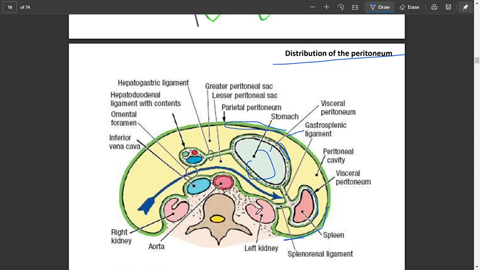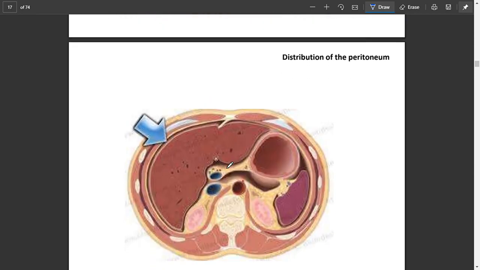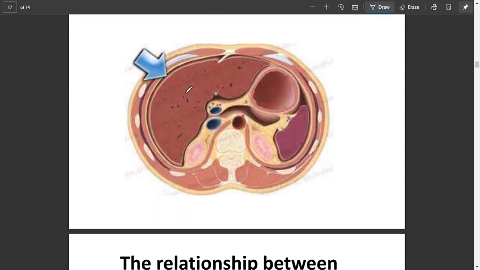Kidney is outside the peritoneum, and I'll tell you the story later on. Why is it outside the peritoneum? And there is this ligament between the stomach and the intestines. I'll tell you later on about the ligaments as well. So this is the liver. This is the visceral peritoneum, and this is the parietal peritoneum.